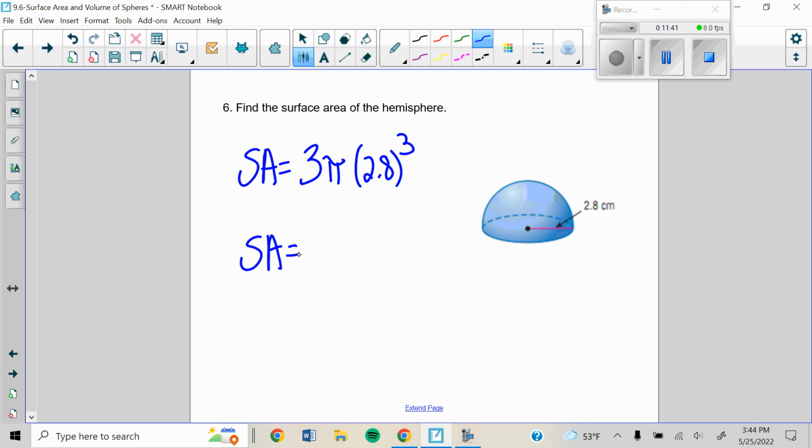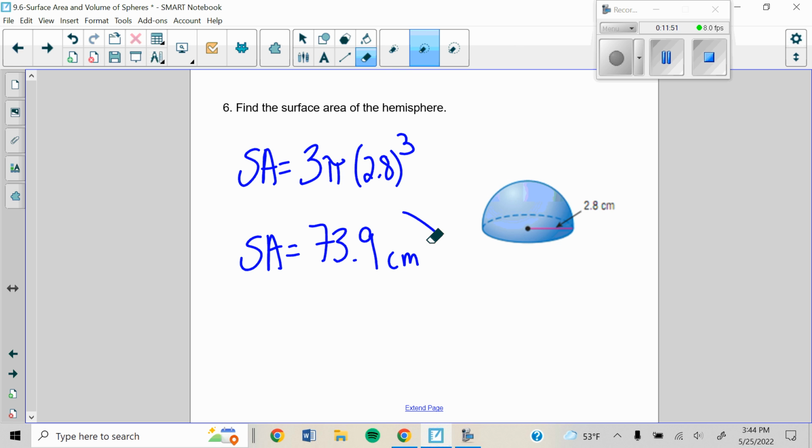Check with your neighbor. All right, hopefully you got 73.9 centimeters cubed. Oh, not cubed, squared, because we're still talking surface area.